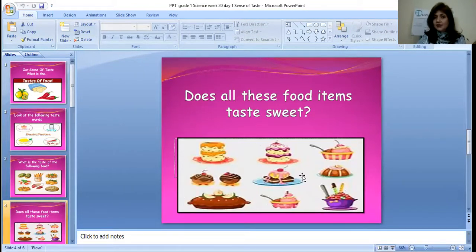Now, do all of these food items taste sweet? You can say here, these are two pastries. Yes, so they can be sweet. This is also pastry and ice cream. It could be sweet. All these are pastry items. This is a cake. This is also ice cream, pastry, cake. So, what do you call them? They are sweet items. So, shall I write down cake in sweet items also? Yes, cake. Donuts. Cookies. So, these are sweet items. Okay, now let's move on.